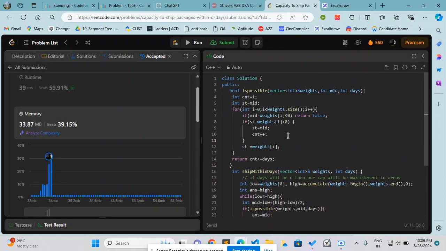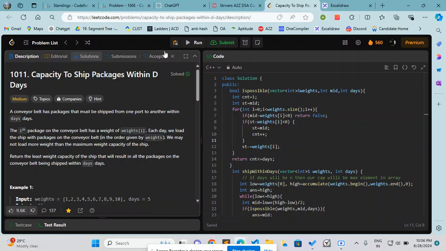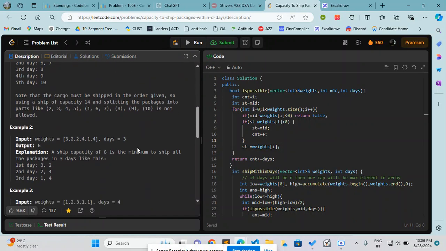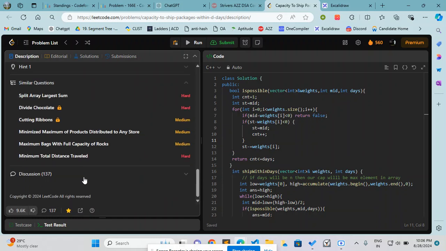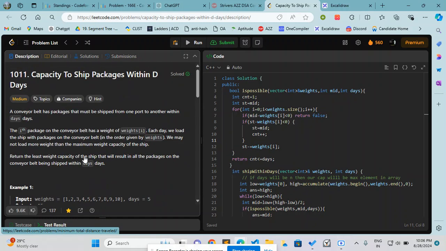This is our answer. There are many questions on this pattern. We will try to solve them in the upcoming classes, like missile compared with full capacity of rocks and minimum total distance travel. Yeah, that's all for today.